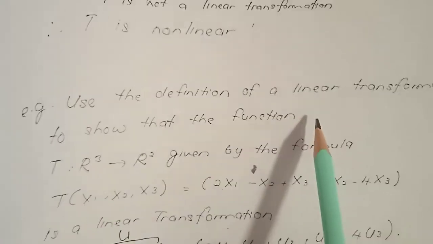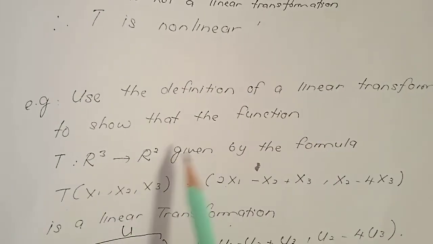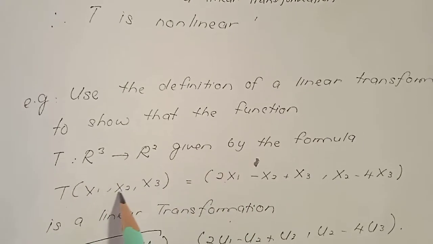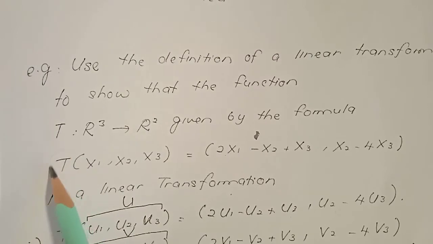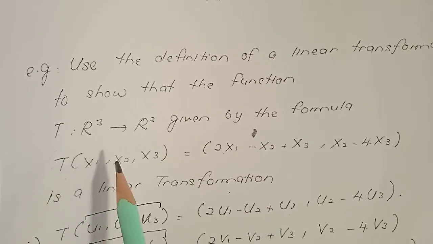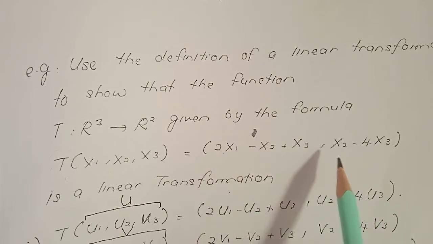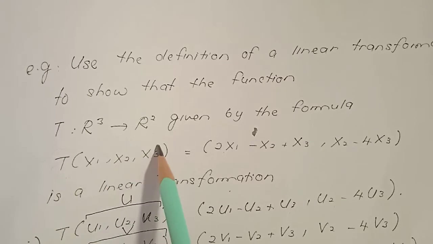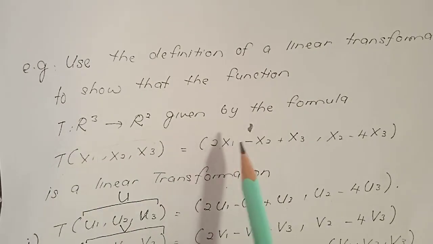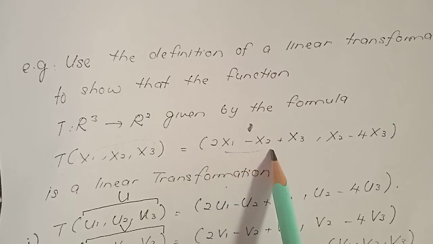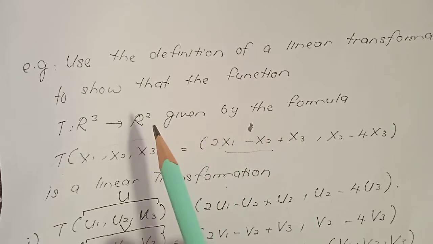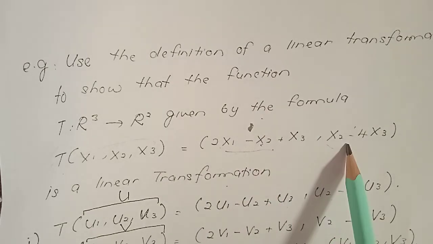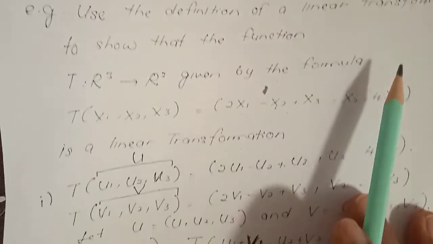Use the definition of a linear transformation to show that the function T from R3 to R2, given by the formula, is linear. Remember, the transformation or function is always given. The expression is always given, so we need to follow that expression. T of x1, x2, x3, which is in R3, is assigned to this formula in R2, so we only have two components: this formula is the first component, and this formula is the second component.